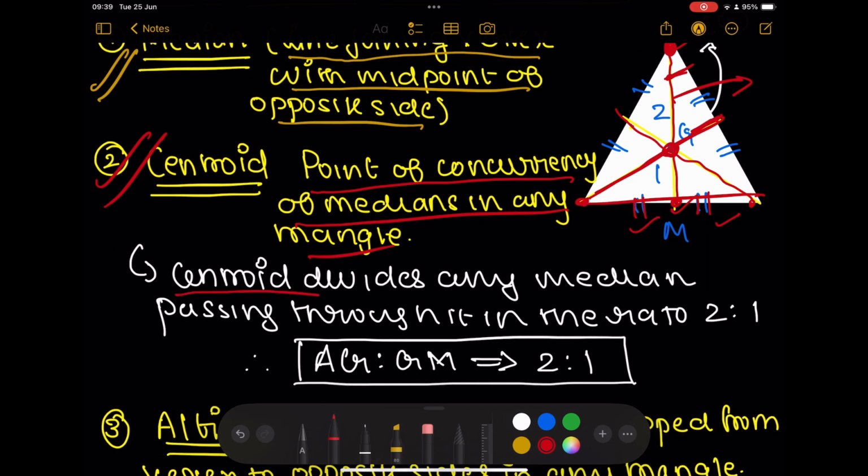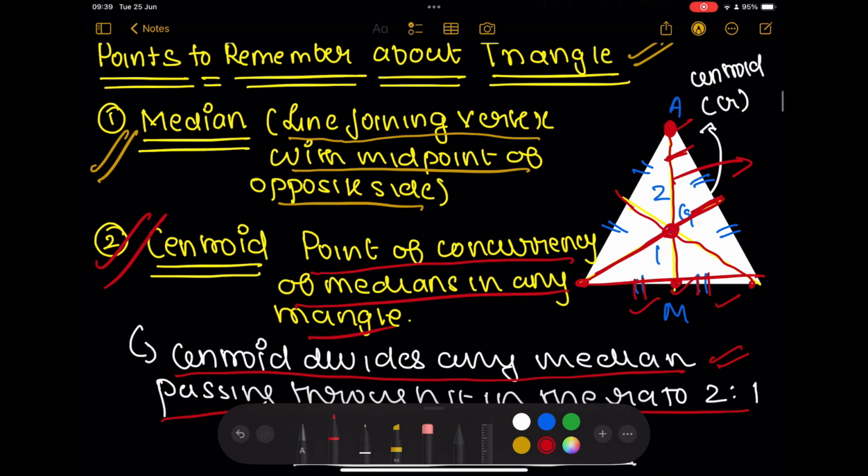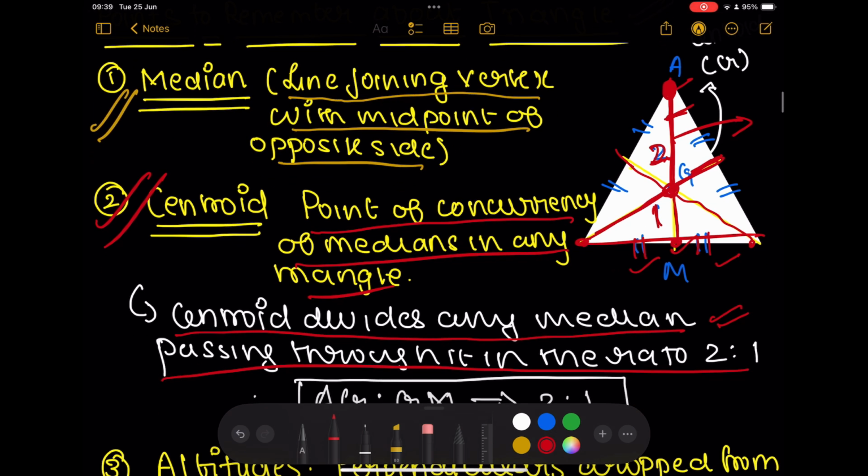Now this is also very important. Centroid divides any median passing through it in the ratio 2:1. Now most of the people will know this, but they won't know which part is 2 and which part is 1. The part of the median towards the vertex will be twice as long as the part of the median towards the edge of the triangle, right? So first you need to know what median is, then you need to know what centroid is, then you need to know what centroid does to the median. Centroid divides the median in the ratio 2:1.